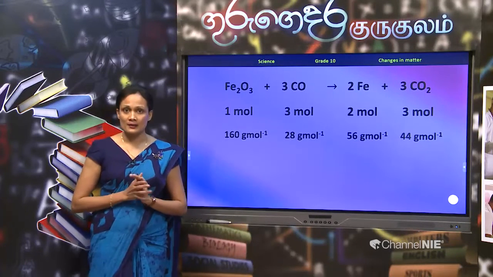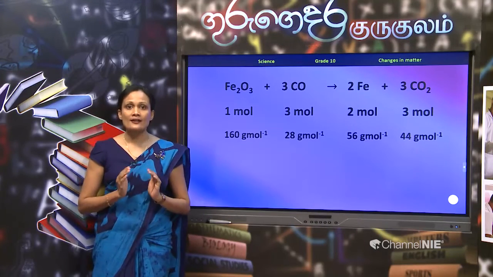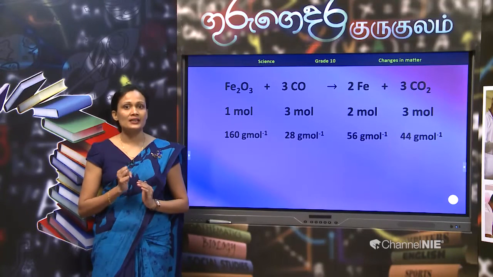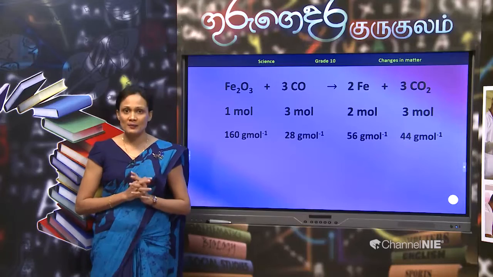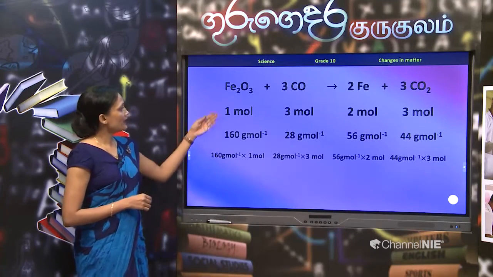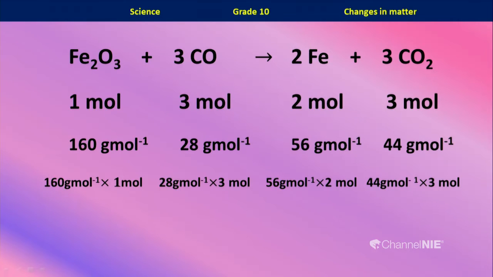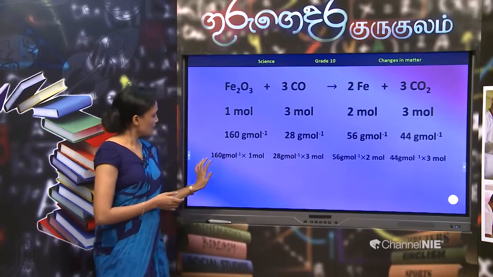If we know the relative atomic masses and relative molecular masses, we can find the mass of the compounds or the elements which are used in the chemical reaction and which are produced by the chemical reaction. Look at this one. To find the mass of carbon monoxide, we multiply the relative molecular mass of carbon monoxide by the number of moles: 28 grams per mole multiplied by 3 moles. Then, to find the mass of iron, we multiply 56 grams per mole by 2 moles. In the same way, we can get the mass of carbon dioxide by multiplying 44 grams per mole by 3 moles. Look at these answers.